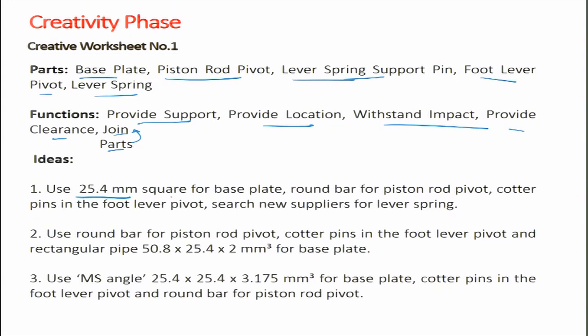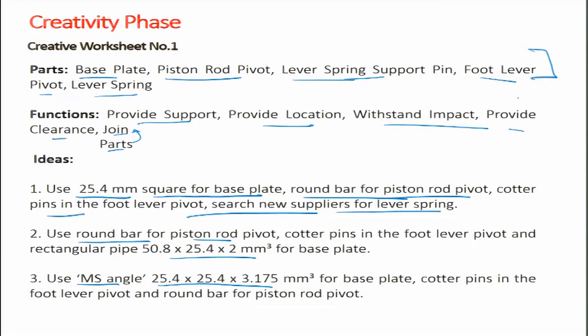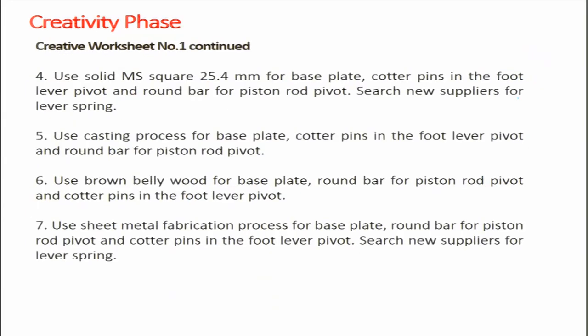So these are the specific ideas for this specific product. Use this size square for base plate, round bar for piston rod and quarter pins for this. Then search for new suppliers for lever spring, use round bar for piston, use MS angle of this size. So these are the specific design requirements, because we are talking about the mechanical component here and this group of components. So these are the ideas. For instance, there are 7 ideas which have come.